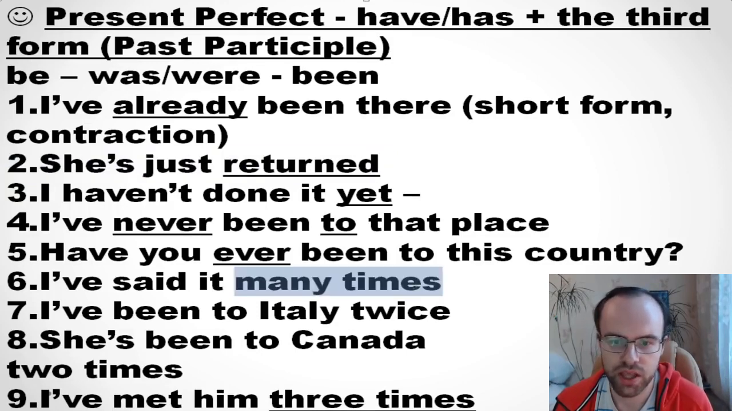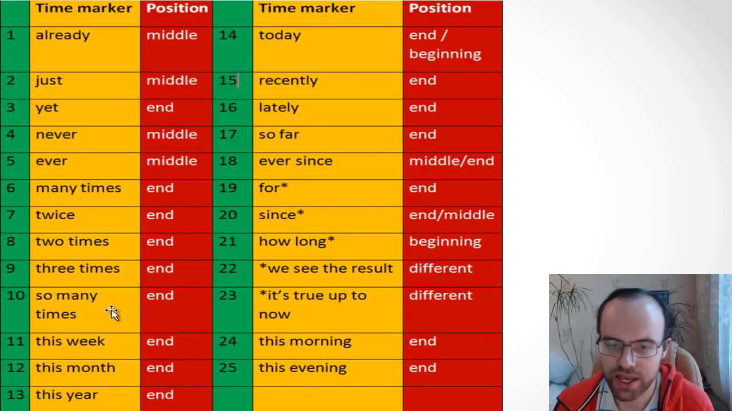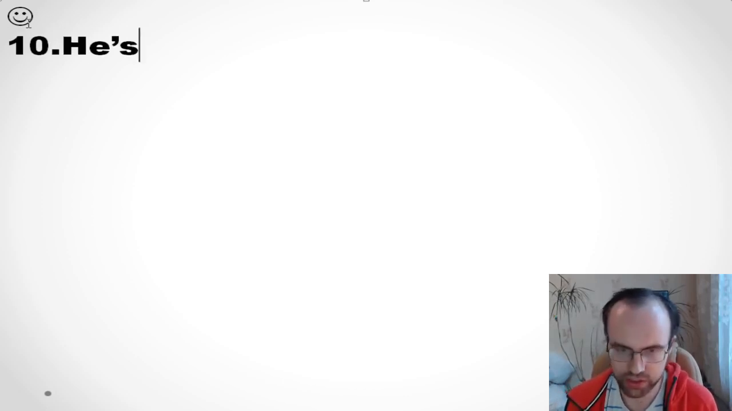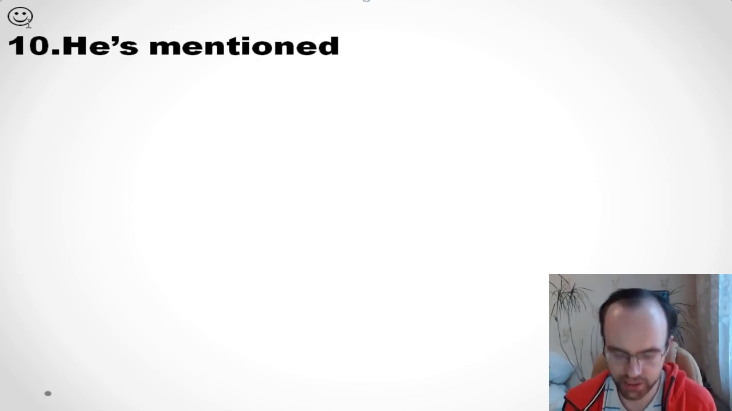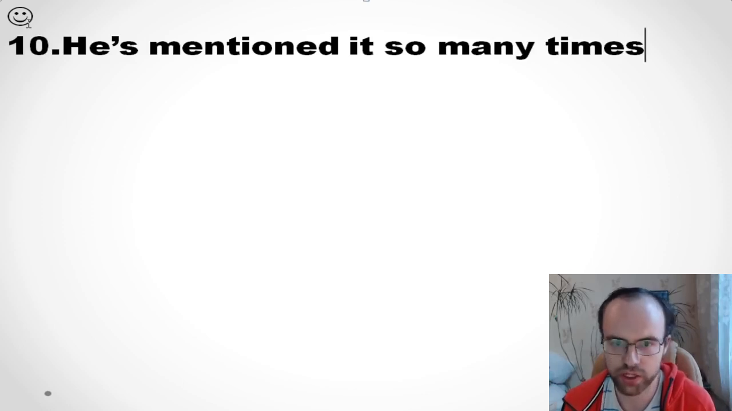Okay, so next. I've been to Italy twice. She's been to Canada 2 times. I've met him 3 times. Okay, next: so many times. For example, he has mentioned it, or said it, so many times. So we use it with so many times. He's mentioned it so many times.